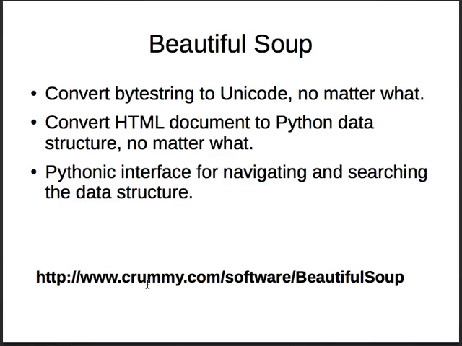Beautiful Soup solves these problems. It will convert a byte string into Unicode no matter what, and usually it will guess the encoding correctly. It will convert an HTML document into a Python data structure no matter what. And it gives you a Python-style interface for navigating and searching the data structure.